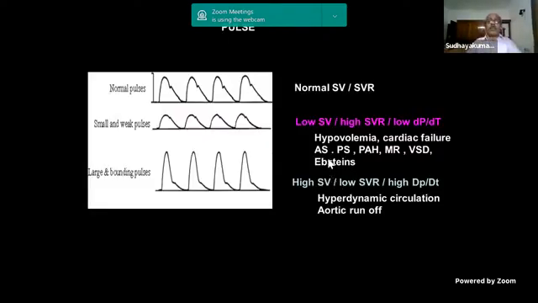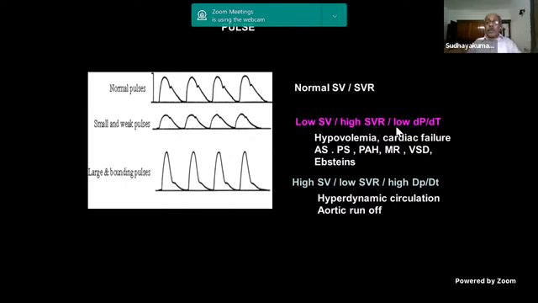This is the normal pulse, where you have the normal stroke volume and the normal SVR. This is the weak pulse or pulsus parvus. That is low volume pulse. It either could be a low stroke volume or it could be due to a high SVR, where the blood vessel prevents the distension. So the pulse amplitude will be less.